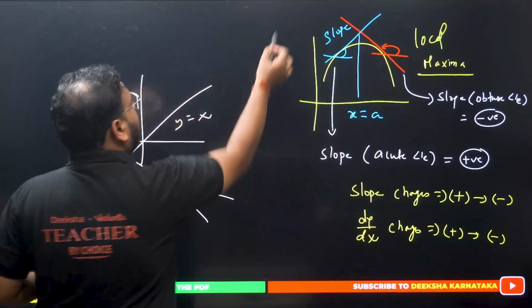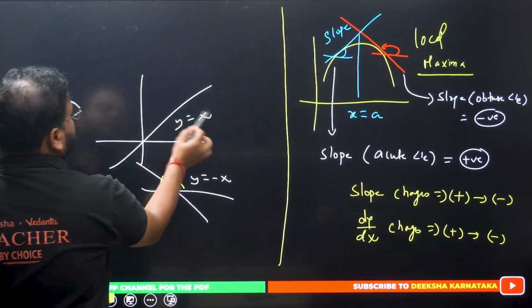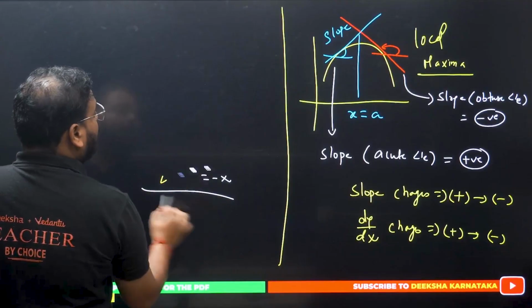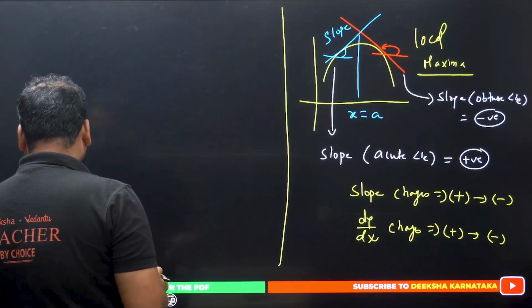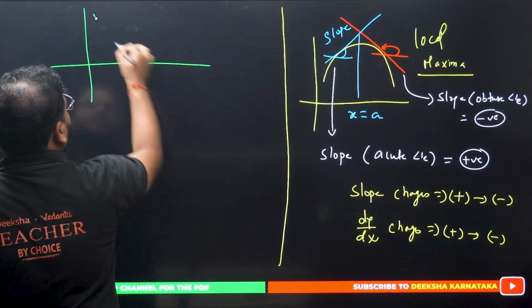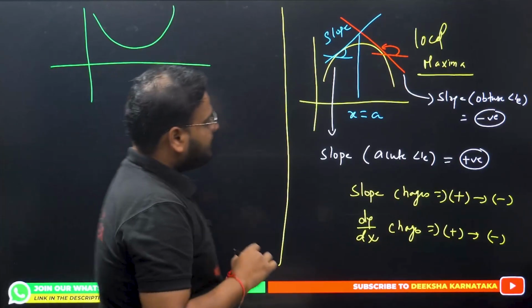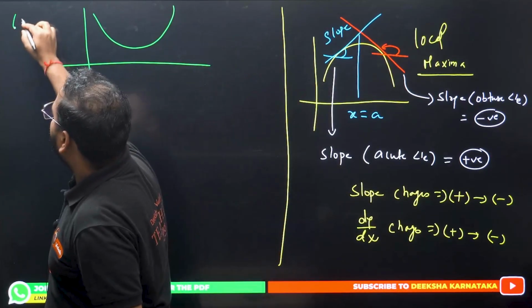Let's see the case of local minima now. Was this not fun? Of course it was, right? One second, let me draw the curve again. So we have just the opposite case. Local minima now.